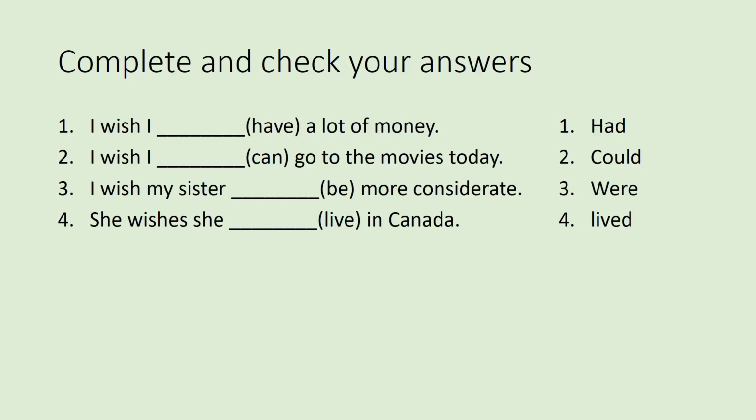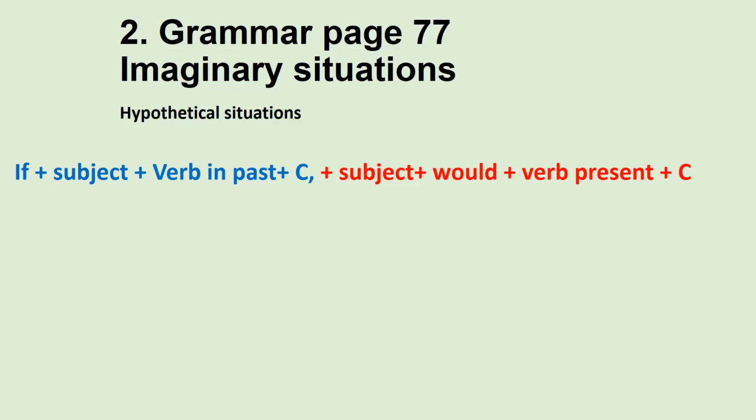So now, we're going to move on to the second topic, imaginary situations, which are also called hypothetical ones. This is the structure, and we're going to write a sentence together. First, we start with if, right? So it goes directly, if. Then we need a subject. In this case, it's going to be I.